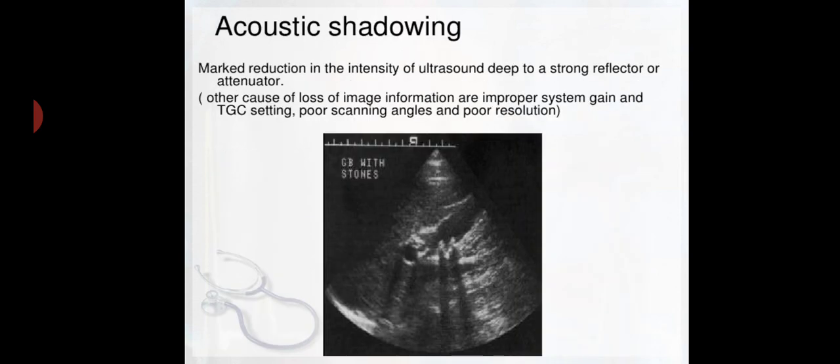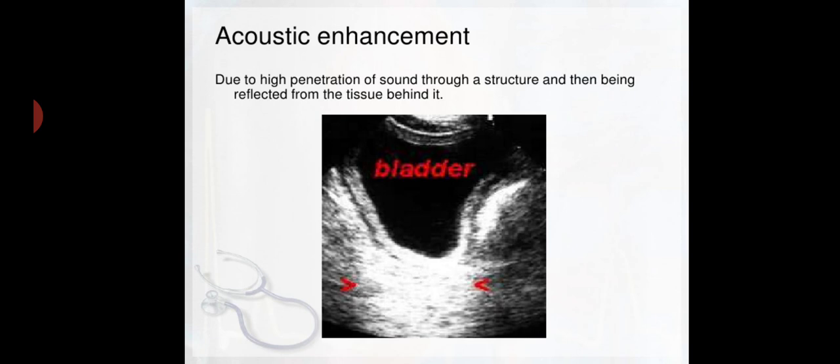Next is acoustic shadowing, a marked reduction in the intensity of ultrasound due to a strong reflector or attenuator. Other causes of loss of image information are improper system gain and TGC setting, poor scanning angles, and poor resolution. Next is acoustic enhancement, due to high penetration of sound through a structure and then being reflected from the tissue behind it.